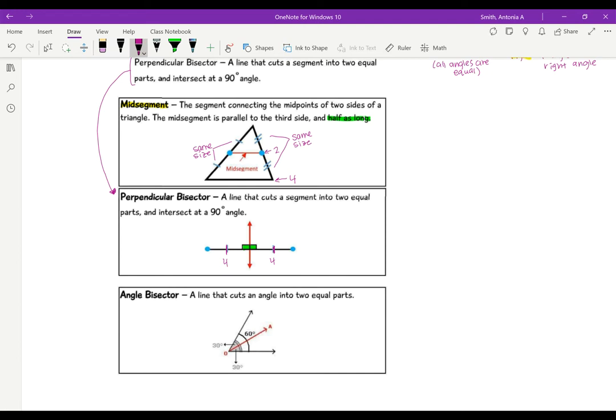Okay. Now we have an angle bisector, which is similar to a perpendicular bisector, only instead of cutting into a line, it's cutting into an angle. So an angle bisector is a line that cuts an angle into 2 equal parts. So you can see that this piece of the angle is 30, this piece is 30, the total is 60. So this red line here, that's your bisector. It's cutting your angle in half.